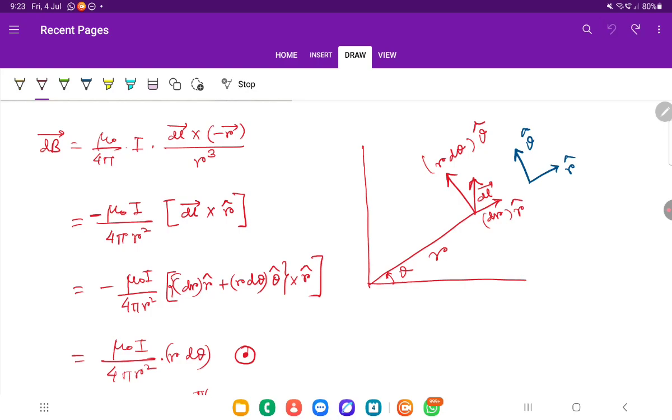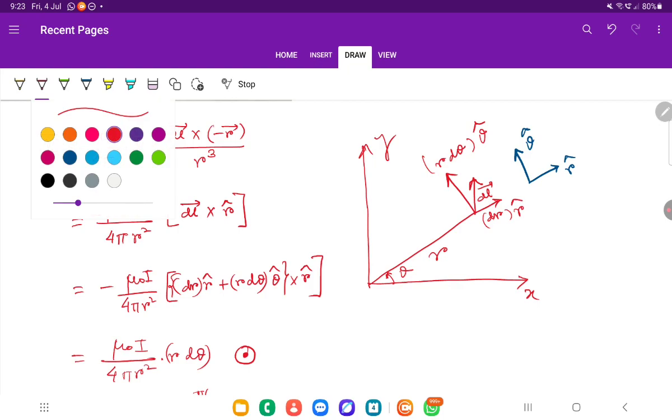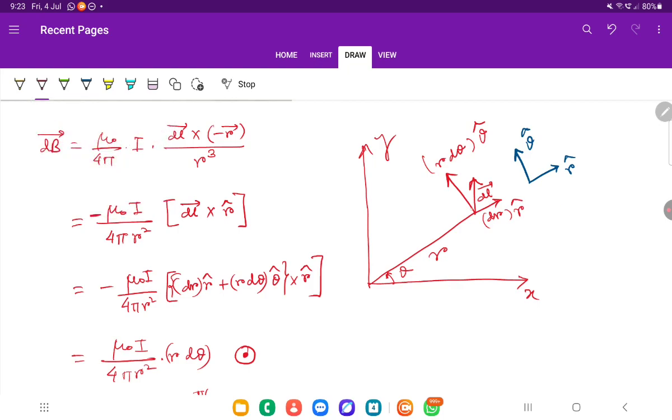So I've just shown the polar coordinate here again just to give you a good revision. Let's say it is one small element of length dl right here as I have shown, and it is at a distance of r from the origin, and the angle subtended by that radius line, or you can say that r vector. Let me denote this vector as r vector, with positive direction of x is theta in anti-clockwise sense.